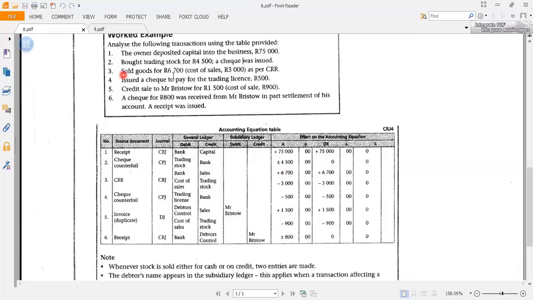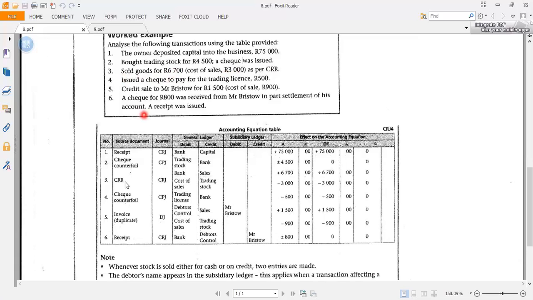Sold goods for 6,700. The cost of sales is 3,000 as per CRR. They're telling me it's CRR, so I'll use the same document, the source document. Right? Now, the other thing I have to recall, there are two amounts here. One for 6,700, one for 3,000. And we sold those goods. Remember, learners, there's a story, the story behind this transaction. When we sold the goods, our bank increased by this amount. Am I right? Yes, and sales also increased by this amount.